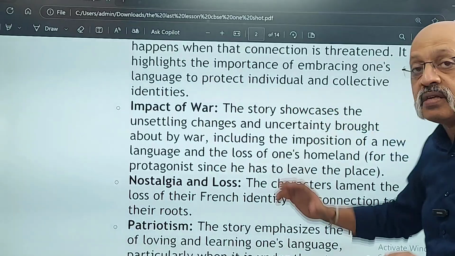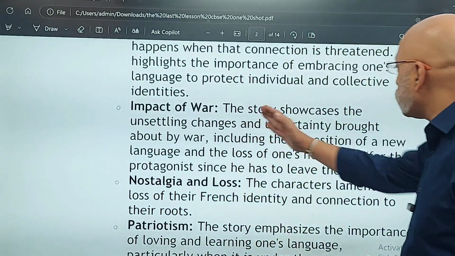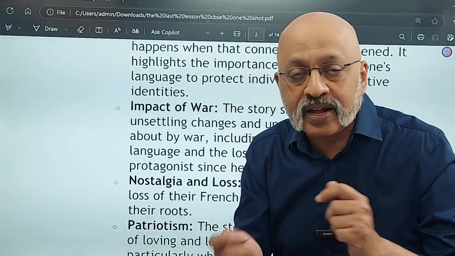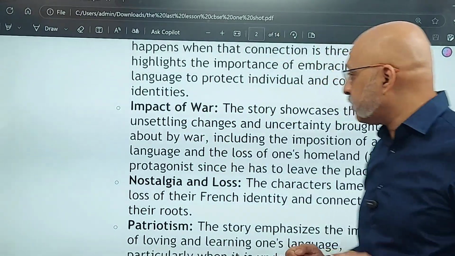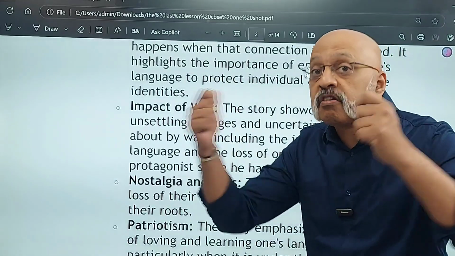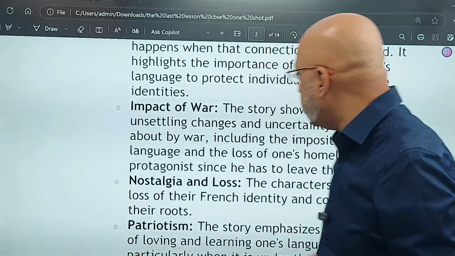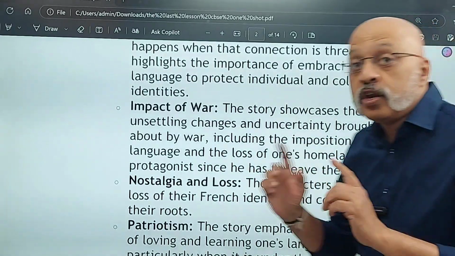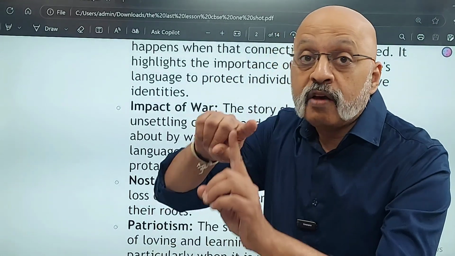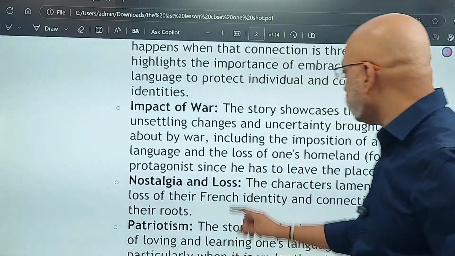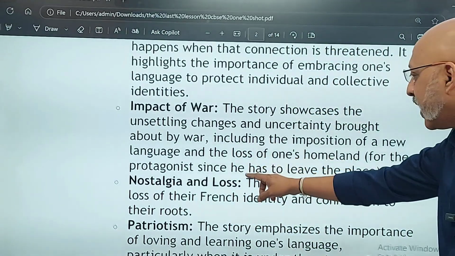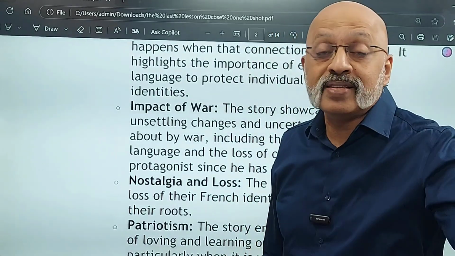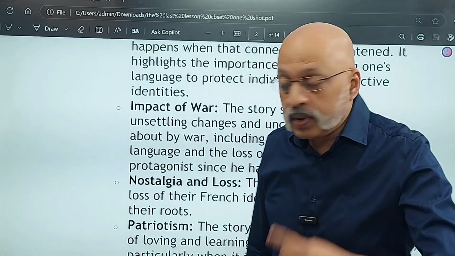Then the second theme is the impact of war. The story showcases the unsettling changes, because the war, the bulletin board, everything is very unsettling, since too many changes are taking place. Hamel is a representative of that unsettling change and uncertainty brought about by war, including the imposition of a new language. Now German is to be taught, French will no longer be taught, and there is the loss of one's homeland for the protagonist, since he has to leave the place. Who is the protagonist? The teacher. He has to leave after having served there for so many years.